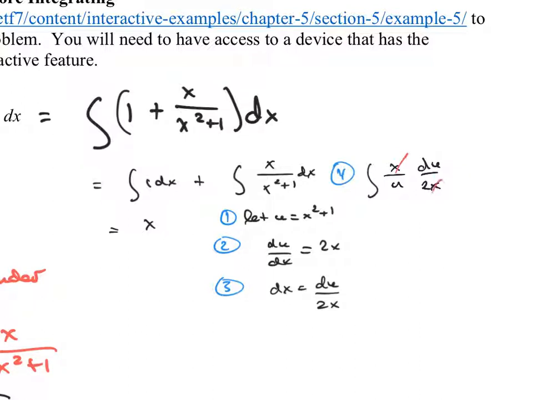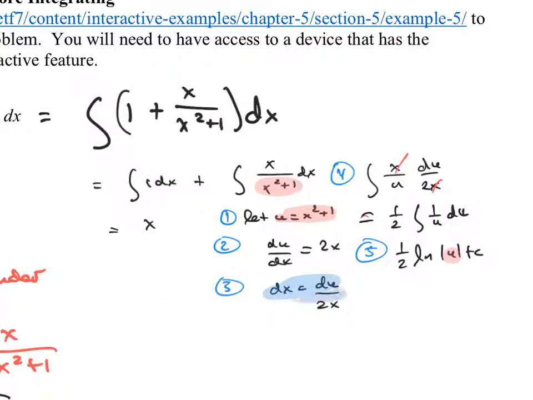Notice the x's simplify, so this is equal to, pulling out the constant multiple of 1/2, 1/2 times the integral of 1 over u du. Step 5 would be integrate that, so that would be 1/2 times the natural log of the absolute value of u plus c. Now we know we need to back substitute for that u. Sorry, let me highlight my dx's and my u's. So I need to back substitute for that u, and when I do, that gives me 1/2 times the natural log of the absolute value of x squared plus 1 plus c. So that's just that second integral.